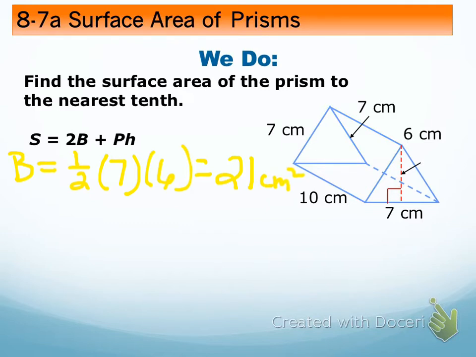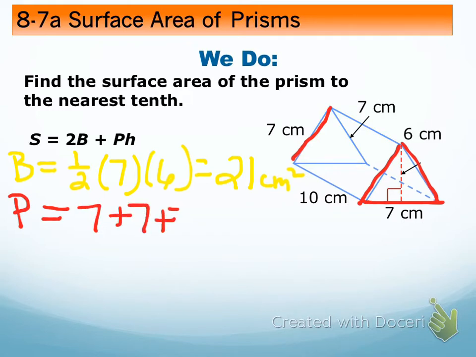Okay, so now what we need to find is the perimeter. Again, this is the perimeter of the base, which the base, like I said, is the triangle. It shows here that this is 7. So this one here is also 7. And it says that one's 7 also. So we got 7, 7, and 7, which is going to give us 21.